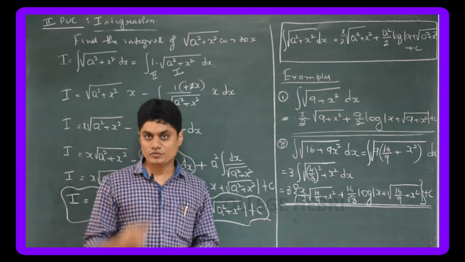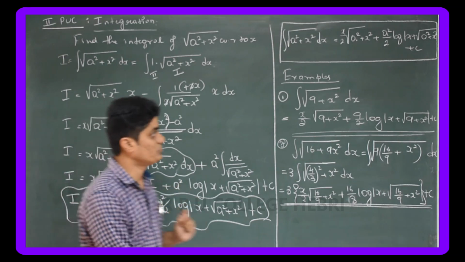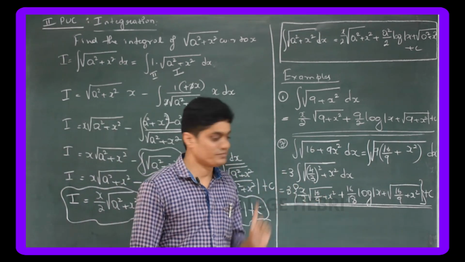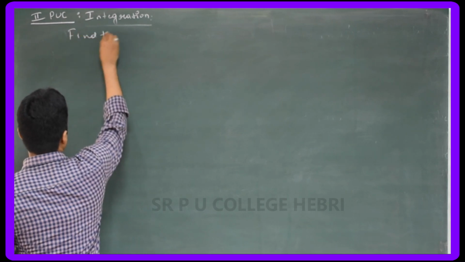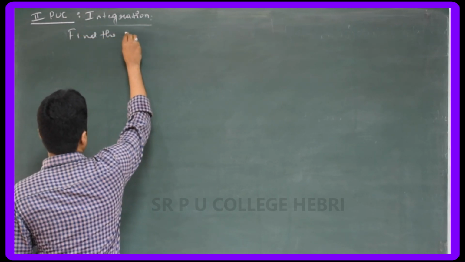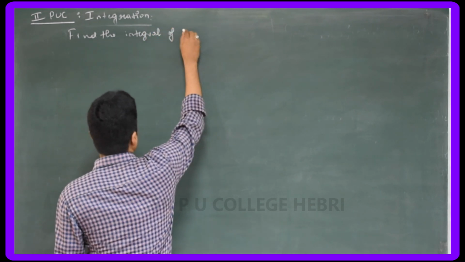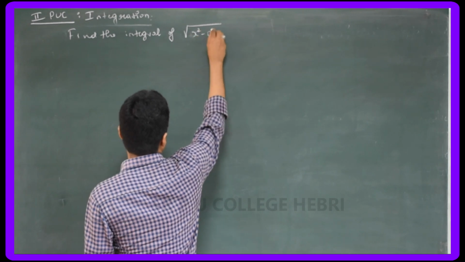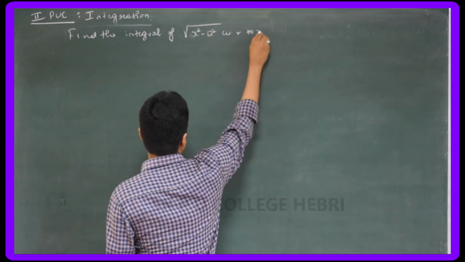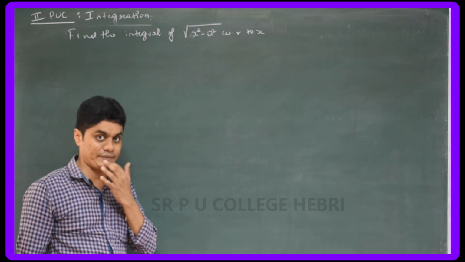So we have one more work of a similar kind. Here again I am going to derive one formula, and problems of this kind. The third formula question will be like this only: find the integral of root of x square minus a square with respect to x.